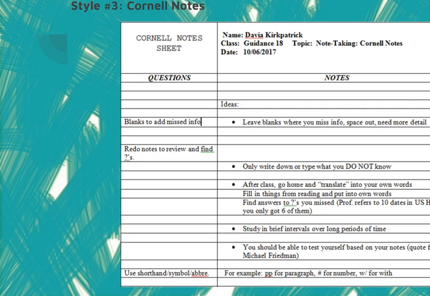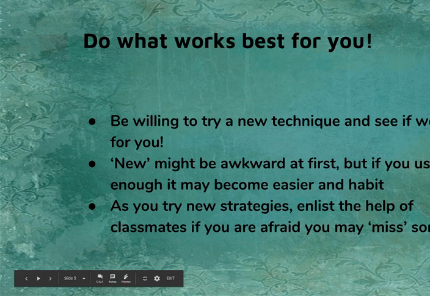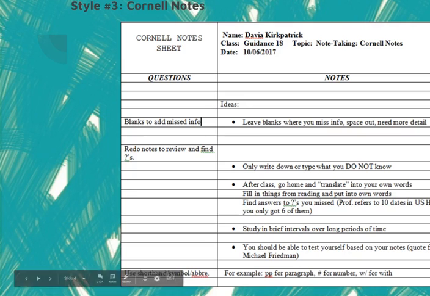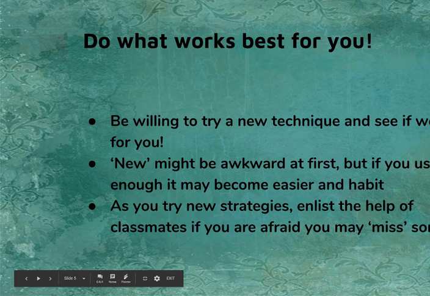And then, of course, whenever you can, use shorthand and abbreviations. I put a couple of examples down here. Use the double P's for paragraph, the number sign or hashtag for number, and then of course the W with the slash for width. So just do that when you can, saves you some time.